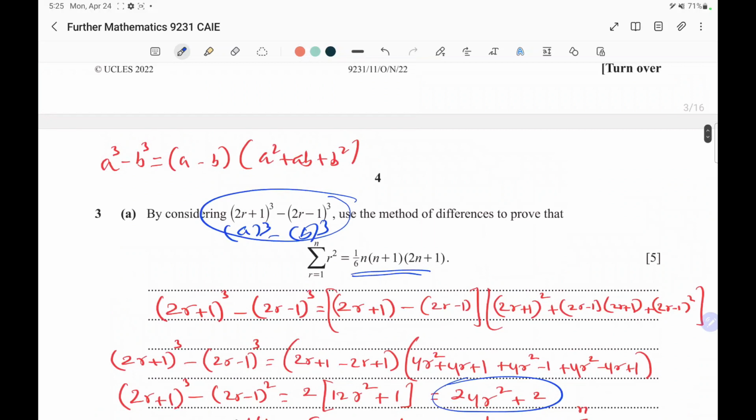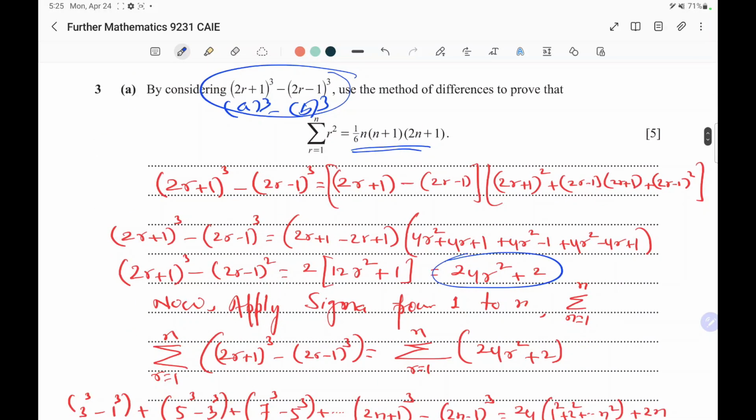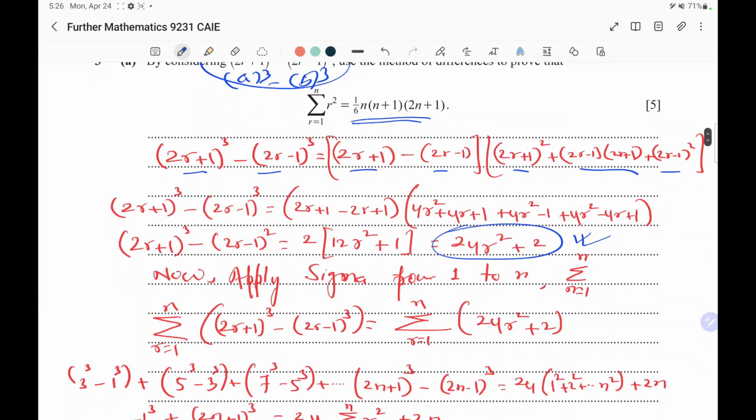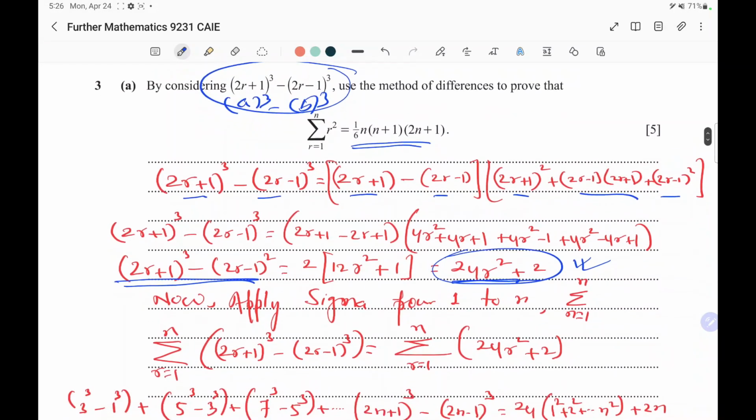Or I used a cube minus b cube, which is a minus b times a square plus ab plus b square. So this is a cube minus b cube, a minus b, a square plus ab plus b square. Just I calculated, you can observe this, you will get 24r square plus 2. You can pause the video and you can understand all the steps. 24r square plus 2 I got. Now this expression can be written as 24r square plus 2.